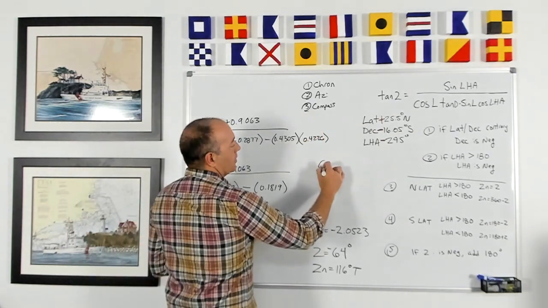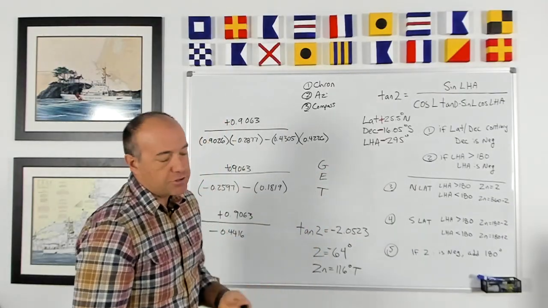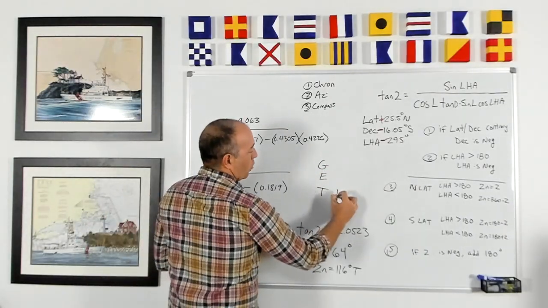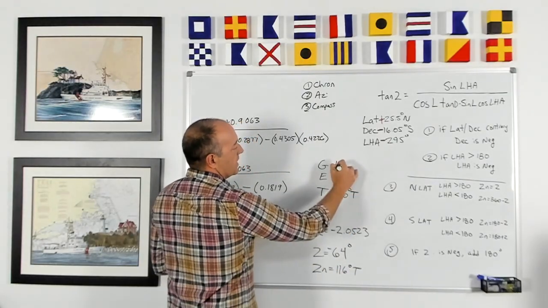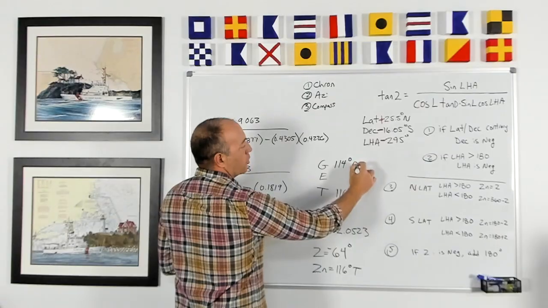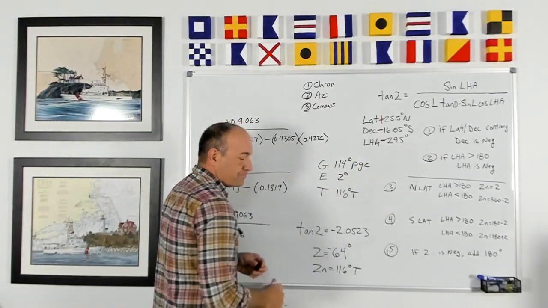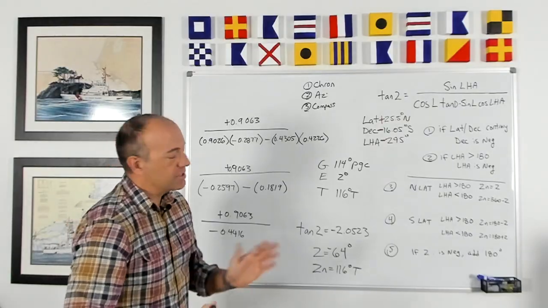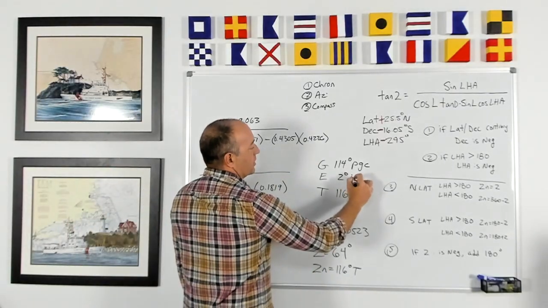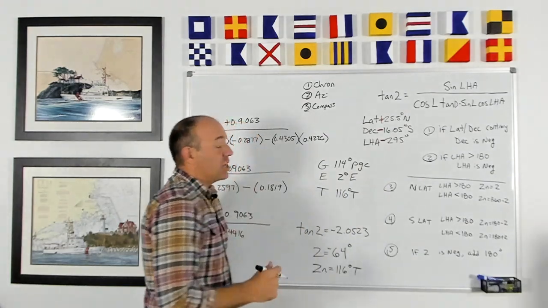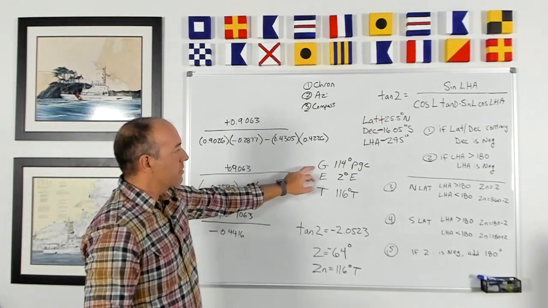If you remember the acronym GET for get, gyro plus easterly error is true. So 116 degrees true. The problem stated it was 114 degrees per gyro compass, so the difference is 2 degrees. Then you need to figure, is it east or is it west? Gyro plus easterly error is true, so it's going to be east. Gyro best, error west. Gyro least, error east is another way to remember that.